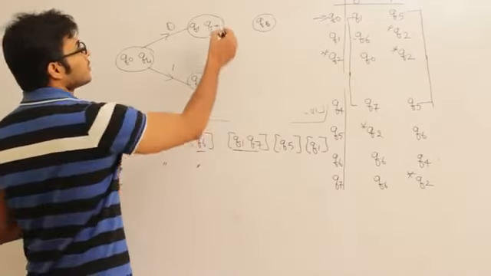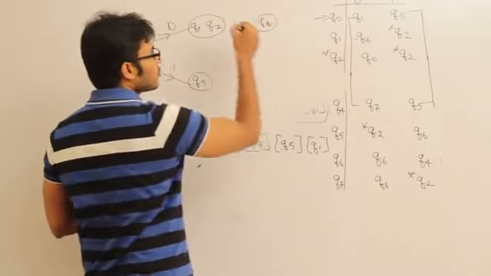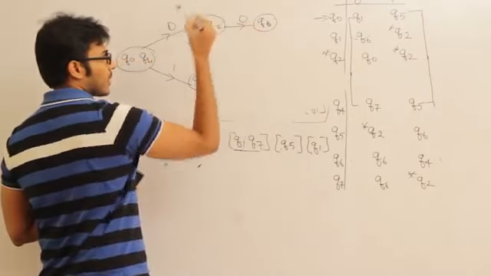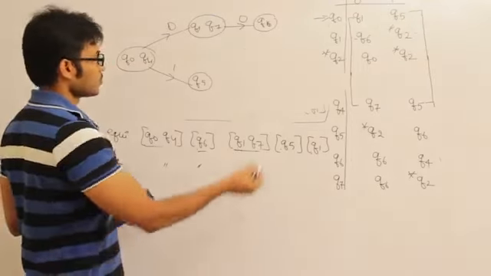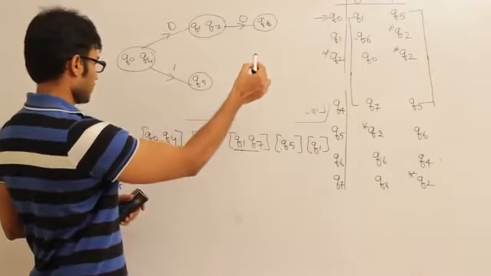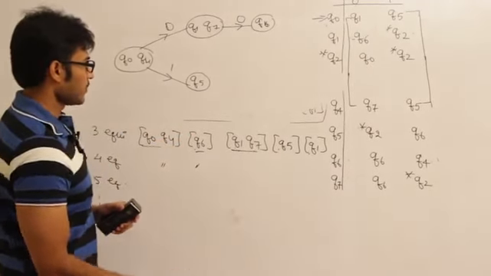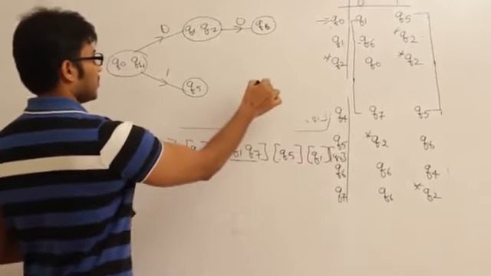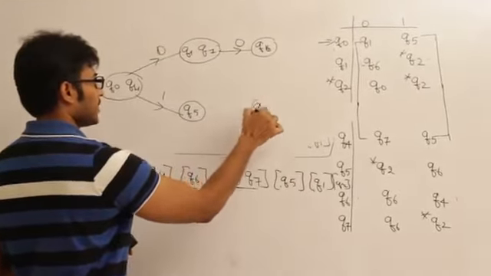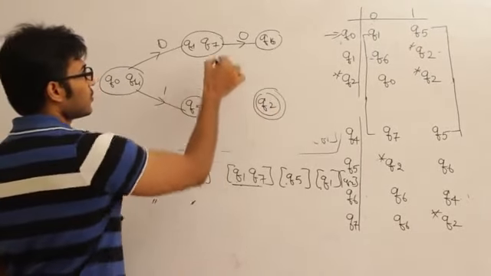Now see this, Q1 and Q7. Q1 on 0 is going to Q6, okay, and Q1 on 1 is going to Q2. Let us write Q2 somewhere. So where is Q2? The final state, it has to be somewhere. So Q2 is the final state. So Q1 on 1 is going to Q2.